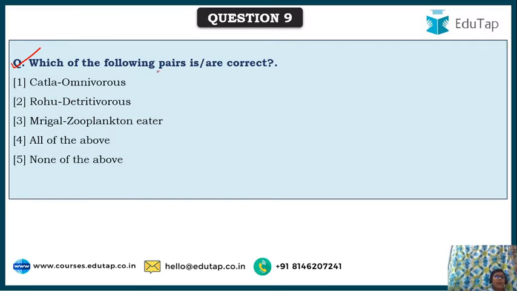Which of the following pairs is or are correct? Katla is omnivorous, it can eat anything. Rohu is detritivorous. Detritivorous is something that feeds on decomposing plants and animals. Mrigal, zooplankton eater, feeding on zooplanktons. So friends, answers. Ujjwal, Vijay, Atharv, Santosh, Om, Deepti, Shailaja. Anyone?